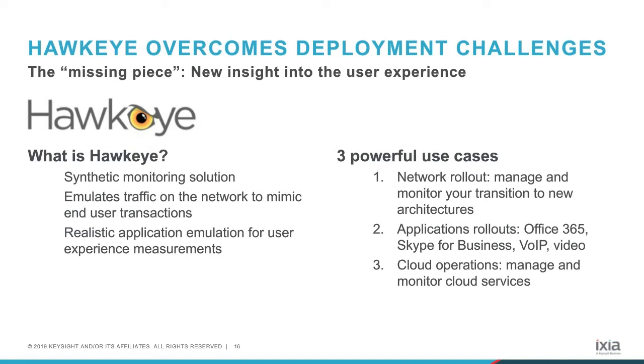The tool we're going to use to do that is called Hawkeye. This is a traffic generator at heart, what we call an active monitoring or synthetic monitoring solution. It emulates traffic and really mimics end user behavior on the network, by placing endpoints or agents that generate traffic where the end users are actually sitting, from the branch side to the data center, for example, and we'll come back to it.